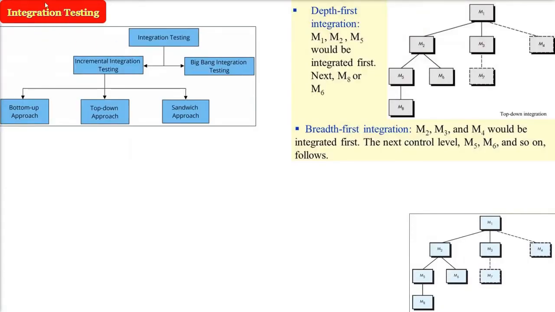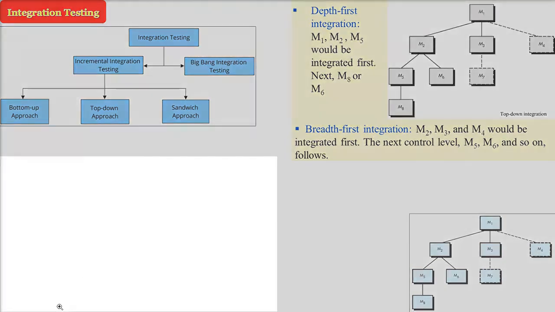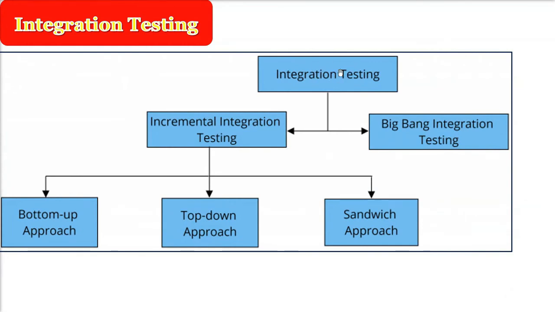Integration testing is all about combining the components, the modules, and then testing. Let me tell you the bifurcation. First of all, we have integration. It can be divided into incremental integration testing and Big Bang integration testing. Big Bang is all about combining all the modules and testing all the modules at once. Incremental means adding one by one, incrementally, and finally making all the modules combined, testing in each step. So it can be a bottom-up approach, we can apply a top-down approach, and there is a sandwich approach also.